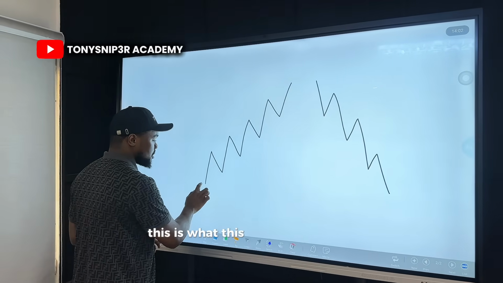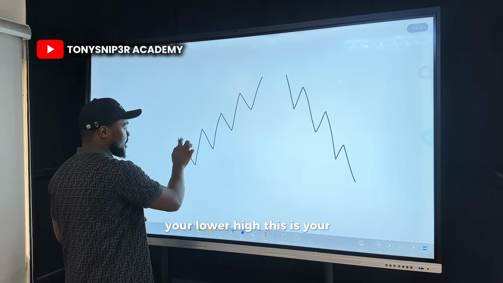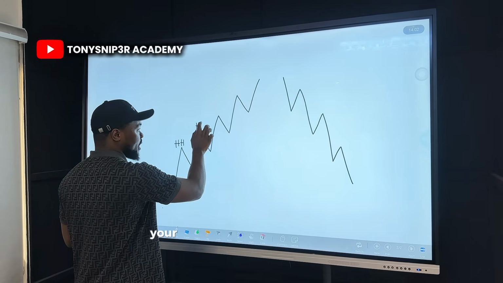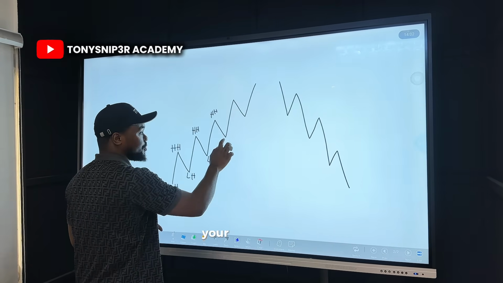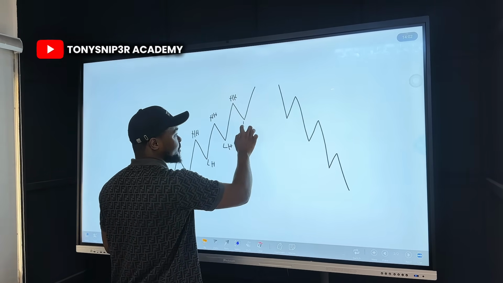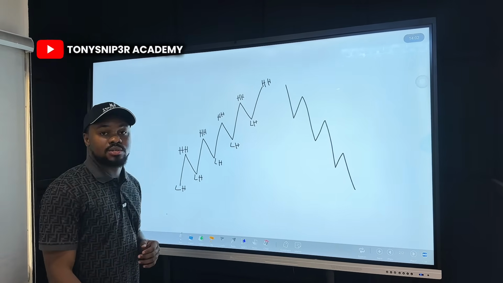This is what? This is your lower low, your lower high. This is your higher high. Okay. This is your lower high. This is your what? Your higher high. Your lower high, your higher high, and your lower high, your higher high. Now, how do you use a Fibonacci here?